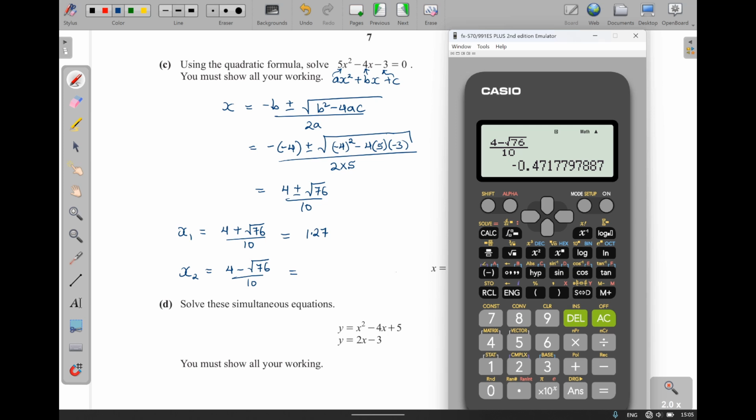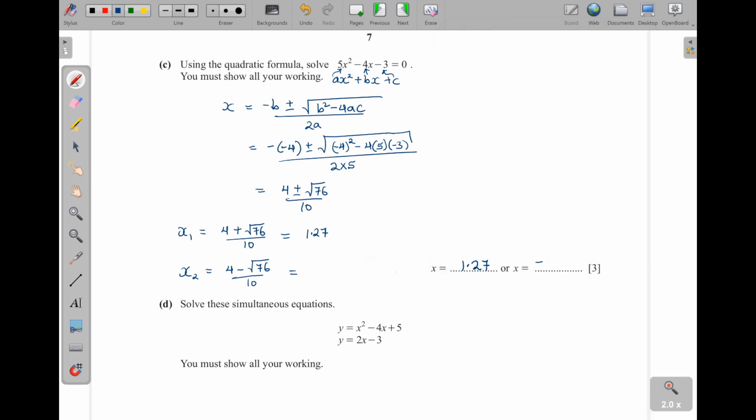Okay, actually I'm going to write to 3 significant figures. Negative 0.472. So all of them are to 3 significant figures. Your answer should be at least to 3 significant figures.